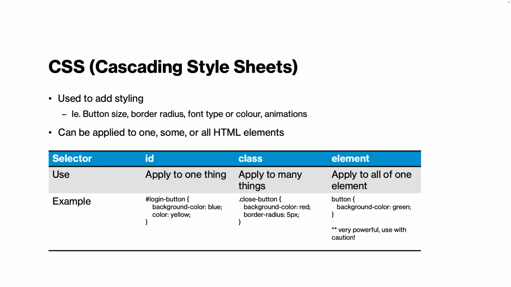I've run into problems with this before where I had a button, let's say it was green, and I wanted a certain button to be red in one element. But because this selector was applied to all elements, I couldn't override that. So I had to go and do a bunch of changes. So this is very powerful, and I recommend using it with extreme caution.